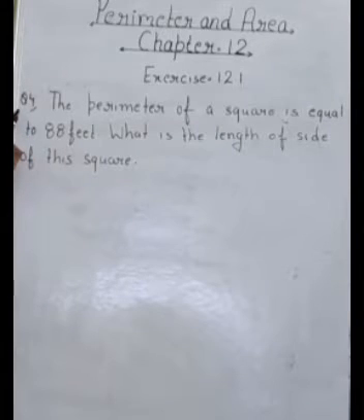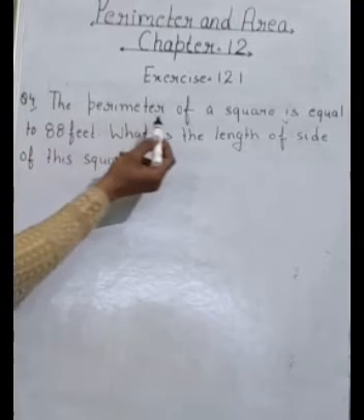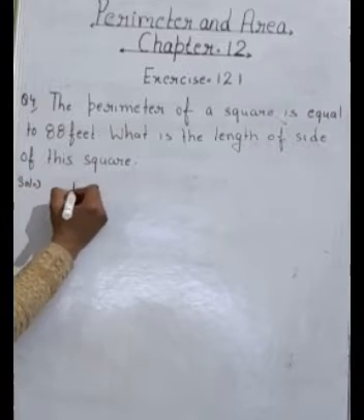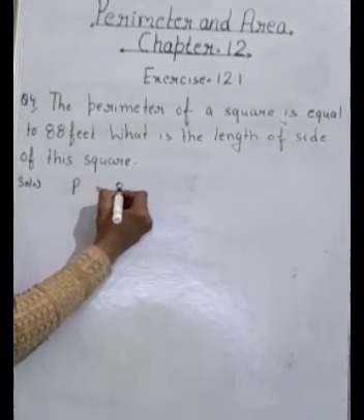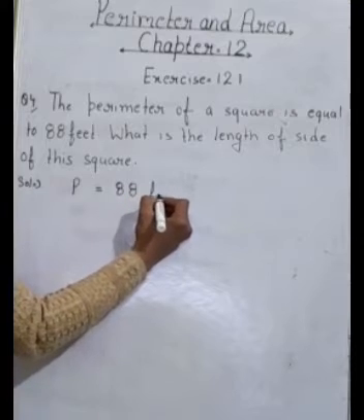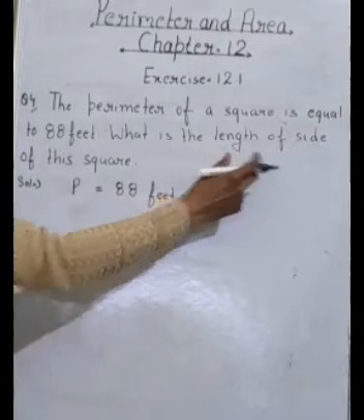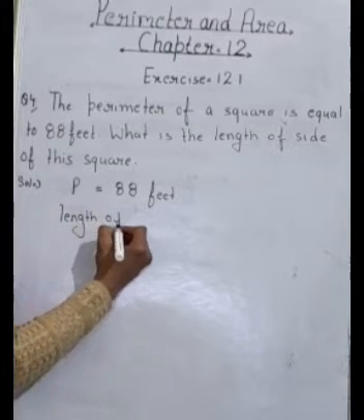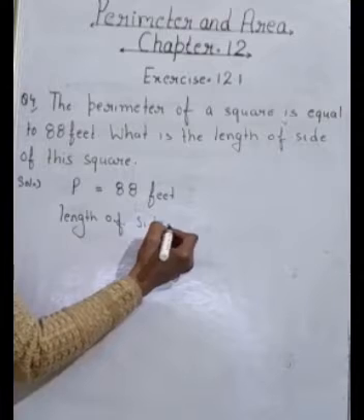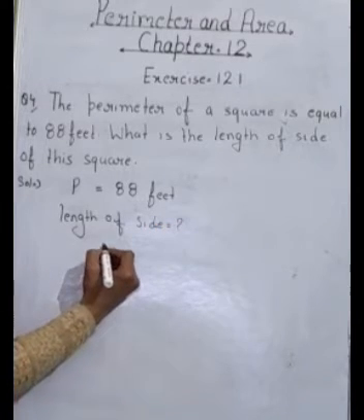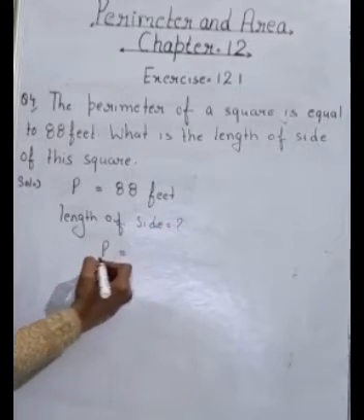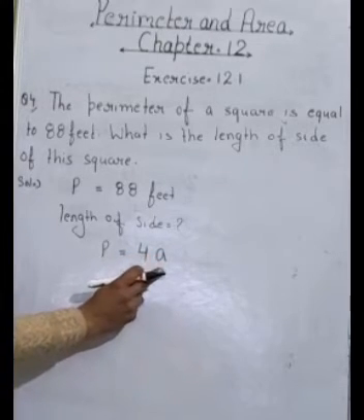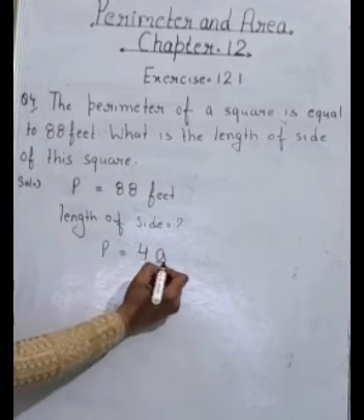Now next we'll do question number 4. Question number 4 says the perimeter of a square is equal to 88 feet. Here they have given you that the perimeter of a square is 88 feet. Clear? You have to find the length of the side. Now I told you the perimeter of a square is given by the formula P is equal to 4A, where A is the length of the side. Now you have to find this one.